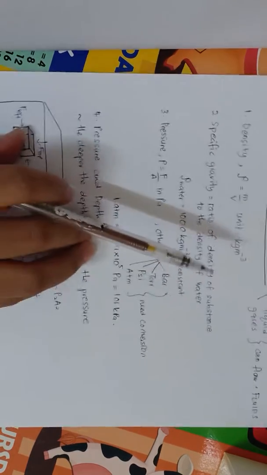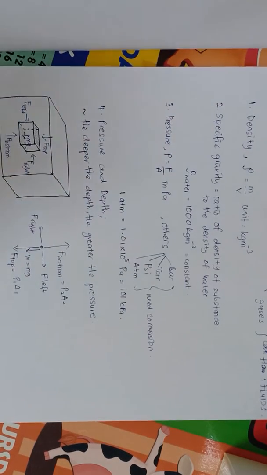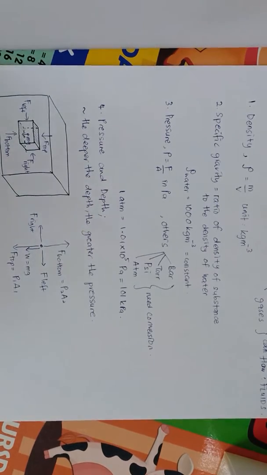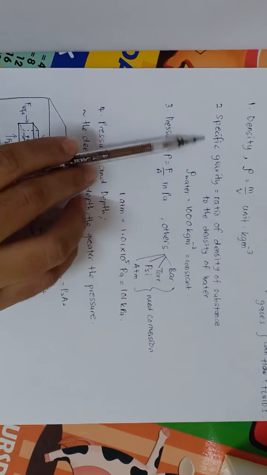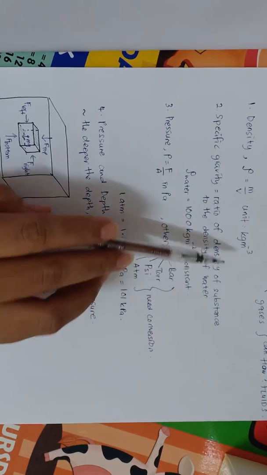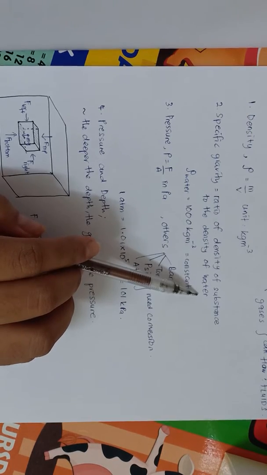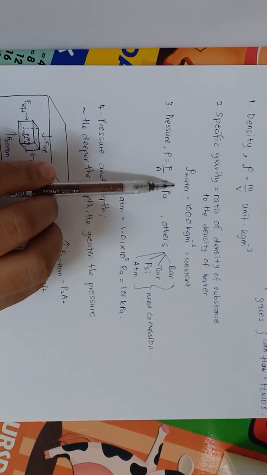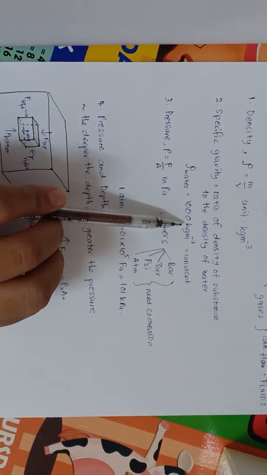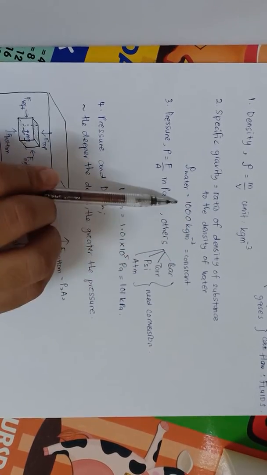The next important part is the specific gravity. Even though I said this might not be in your final exam, I believe it could be good added knowledge for you. Specific gravity is the ratio of the density of a substance to the density of water. The density of water is considered constant, at 1000 kilogram per meter cubed. In your final exam, this will be given, don't worry.